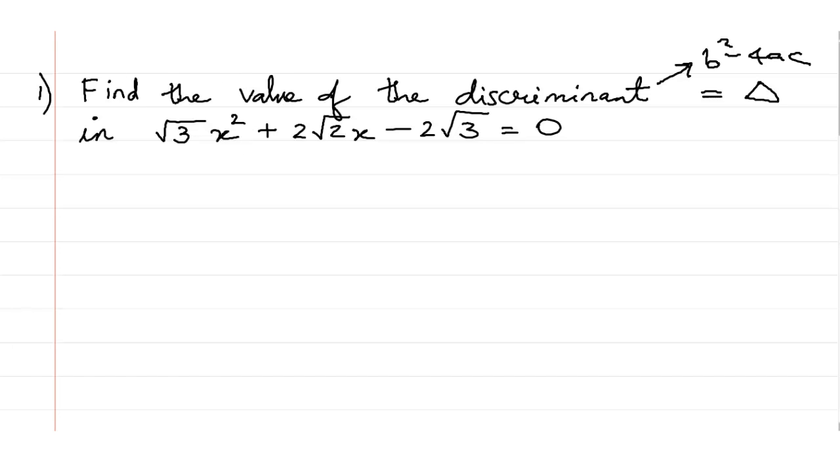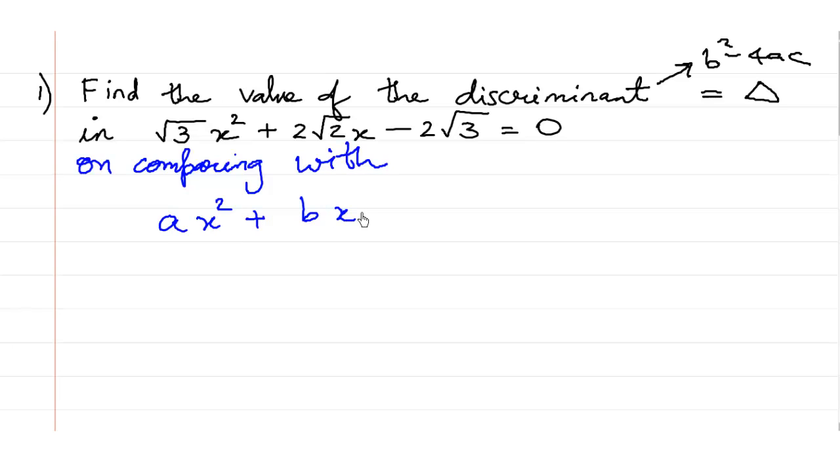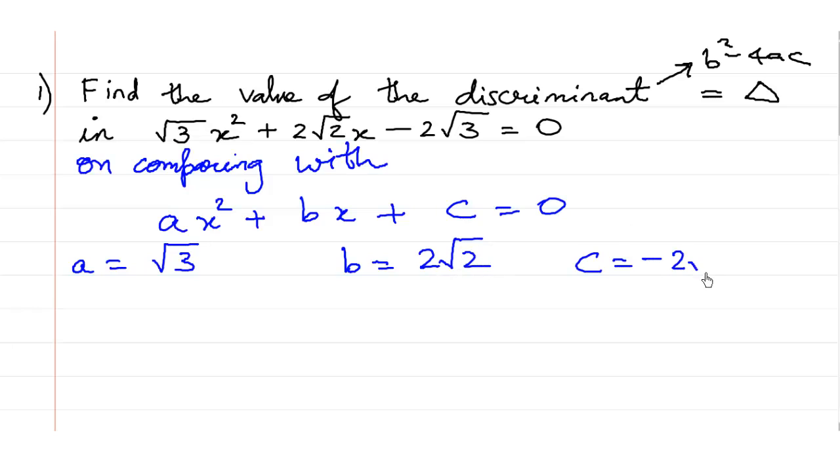Here, the value of a, so if we compare this with ax square plus bx plus c is equal to 0, we have that the value of a is square root of 3, the value of b is 2 root 2, and the value of c is negative 2 root 3. So this is the value of a, this is the value of b, the coefficient of x, and the constant term is the value of c.